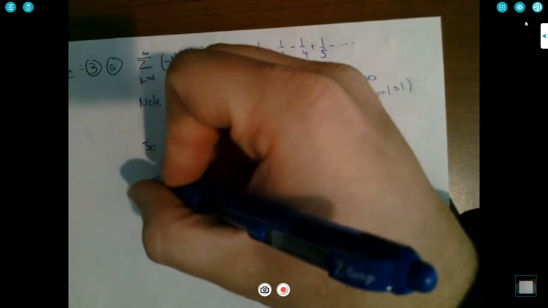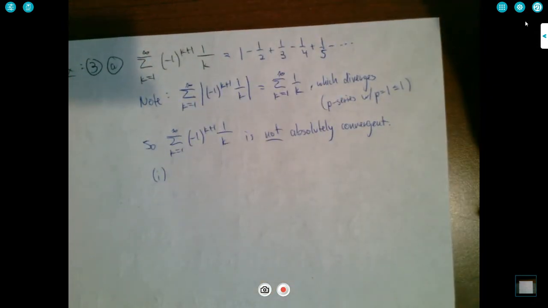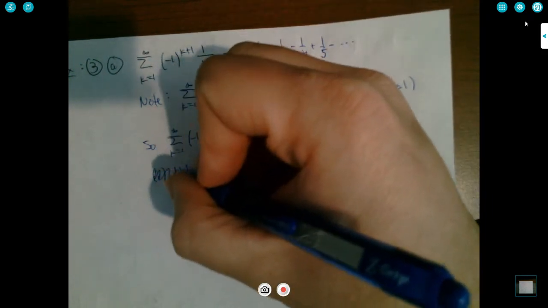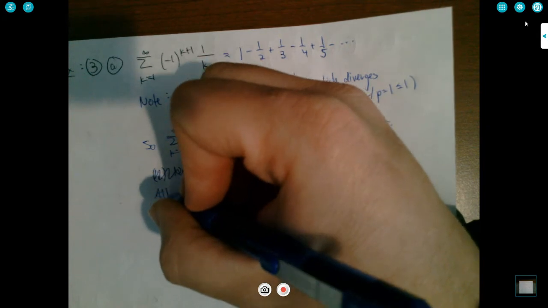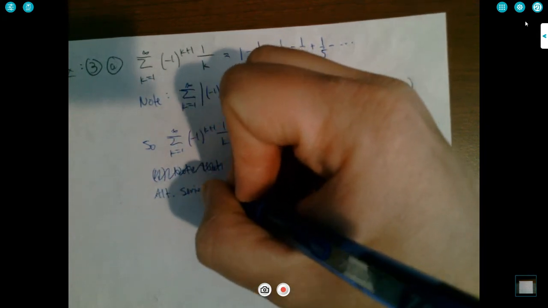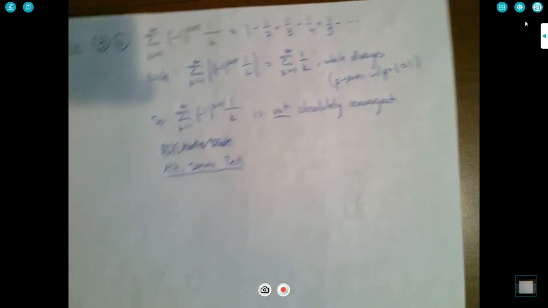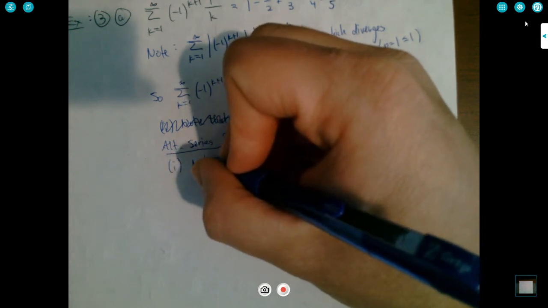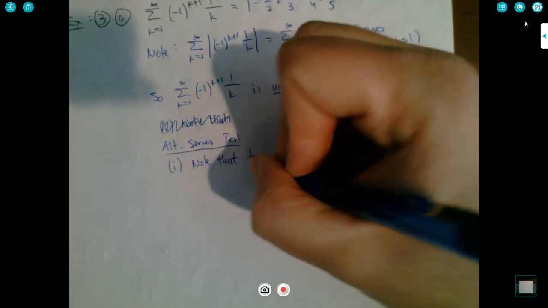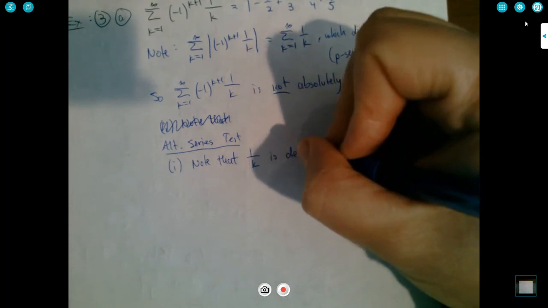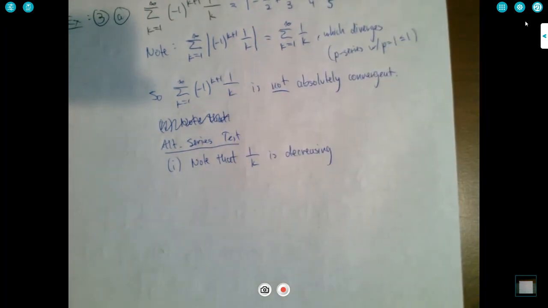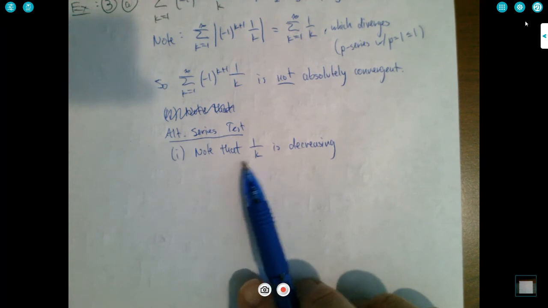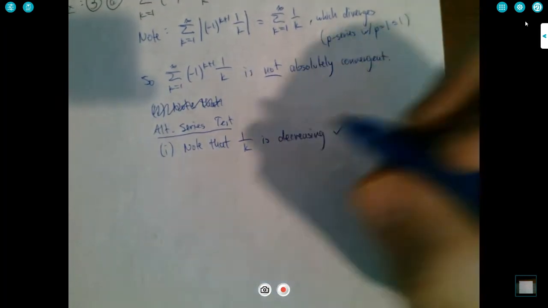Okay, so let's check the first condition, right? So we're going to apply the alternating series test. For the alternating series test, condition 1: note that 1 over k is decreasing. That's a really simple thing. There's nothing to show there, right? It's obvious. As k gets larger, the fraction gets smaller. So this is decreasing, so that condition holds.